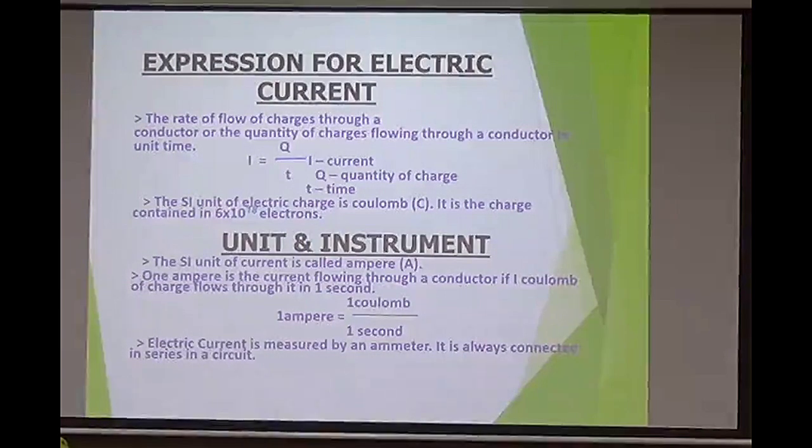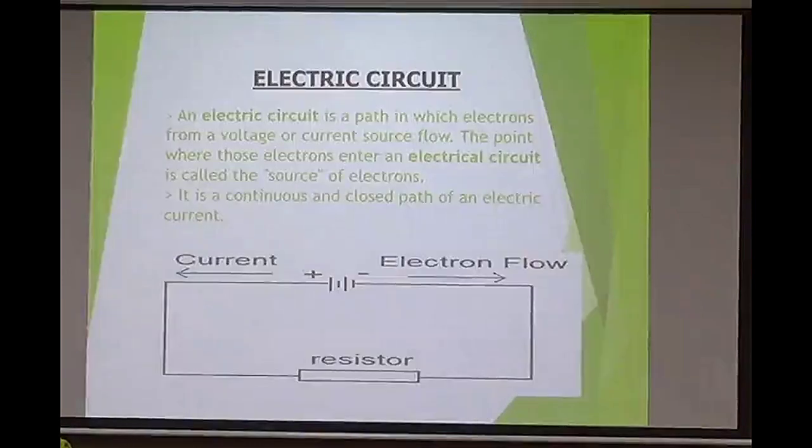So let us quickly revisit and recall what is an electric circuit. An electric circuit is a path in which electrons from a voltage or current source flow, and the point where those electrons enter the electric circuit is called the source of electrons, that is the cell or a battery. So in short, we can define an electric circuit as a continuous and closed path of current flow.